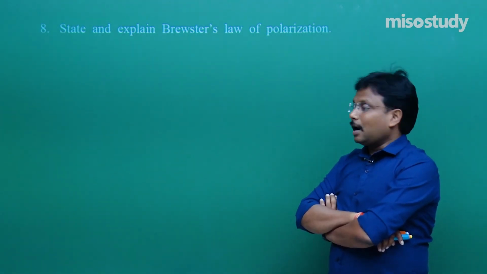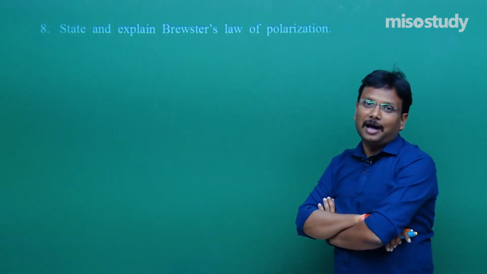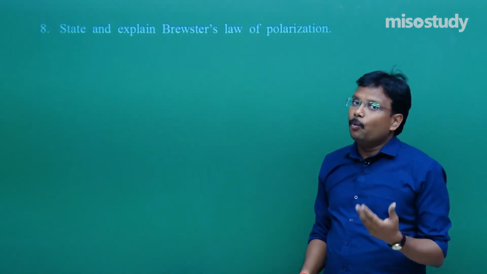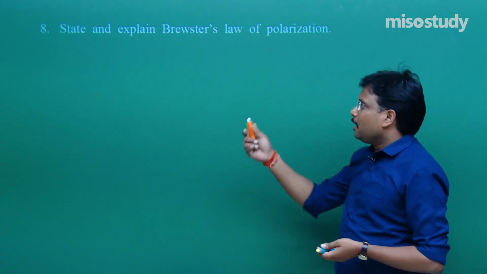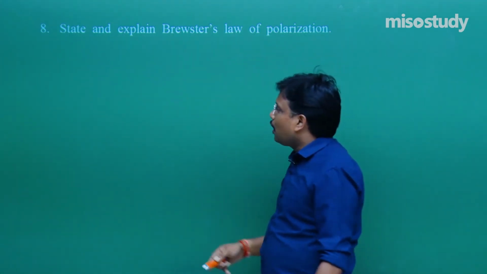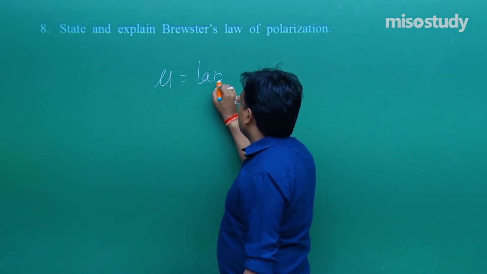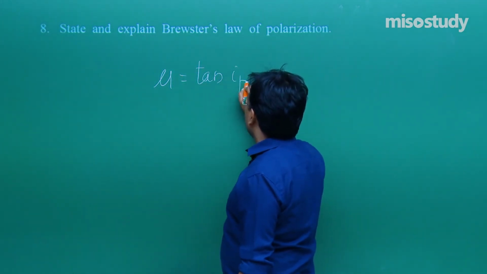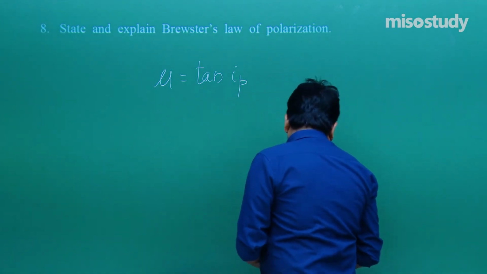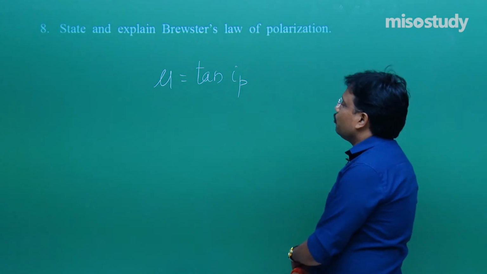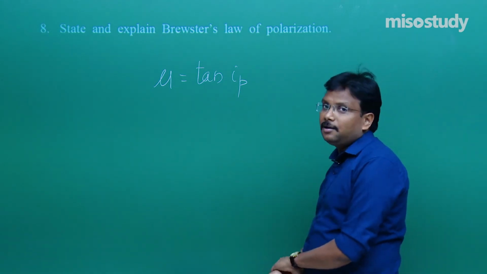Please be regular. I am definitely not going to write down the answer because it is directly based upon one of my old lectures. Here what you will have to prove? Here you have to prove that mu is equal to tan IP. I hope you all have the idea of this relation. So, what is IP? What is mu? Mu is the refractive index and IP is the polarizing angle.